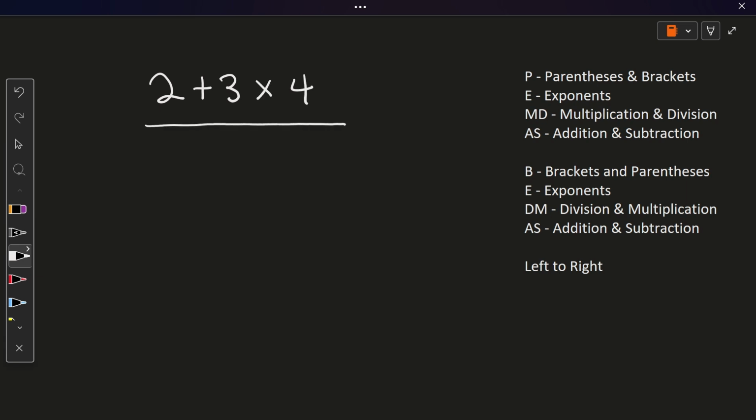2 plus 3 times 4. We have two operations in this expression. We have an addition as well as a multiplication. Does the order in which we perform these operations make a difference? Let's evaluate this expression two ways to find out what the difference is.